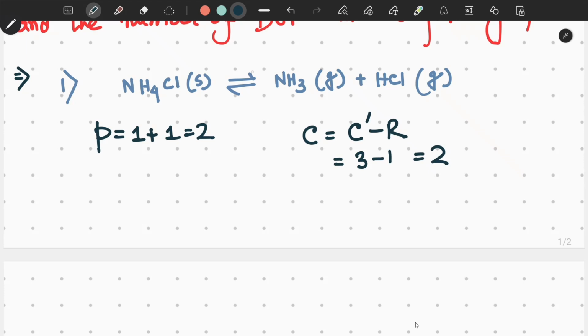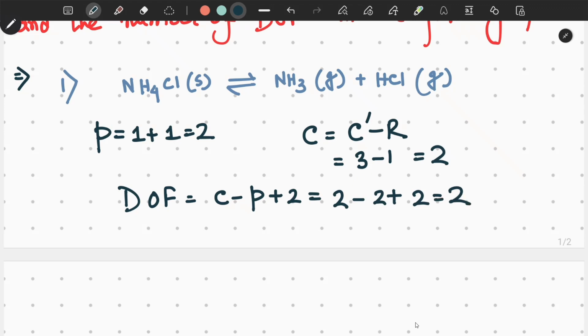This restriction you have to understand. This is a restriction. What is this? This is the equilibrium. That means if you have only two species, then automatically this will produce the third, right? So this is not a different species right now. You have to understand like this. It's like the equation C = C' - R. So effectively C is 3 minus 1, 2. So now you can calculate degrees of freedom, which will be 2.